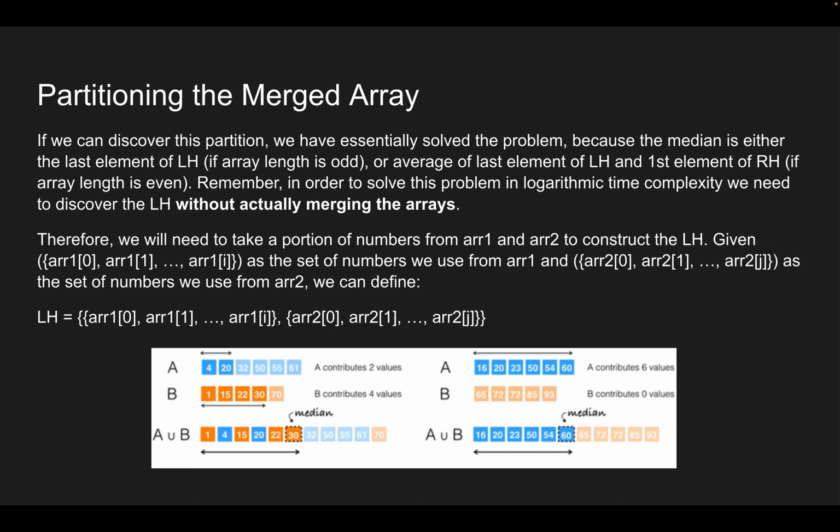So given the set of numbers array 1 at index 0, array 1 at index 1, all the way up to array 1 at index i as the set of numbers we use from array 1, and similarly array 2 at index 0, array 2 at index 1, all the way up to array 2 at index j as the set of numbers we use from array 2, we can define the set of numbers in the left half, which is simply going to be the quantity listed here. In this diagram, you can see this principle illustrated: the contribution of array 1 and array 2 to the left half.